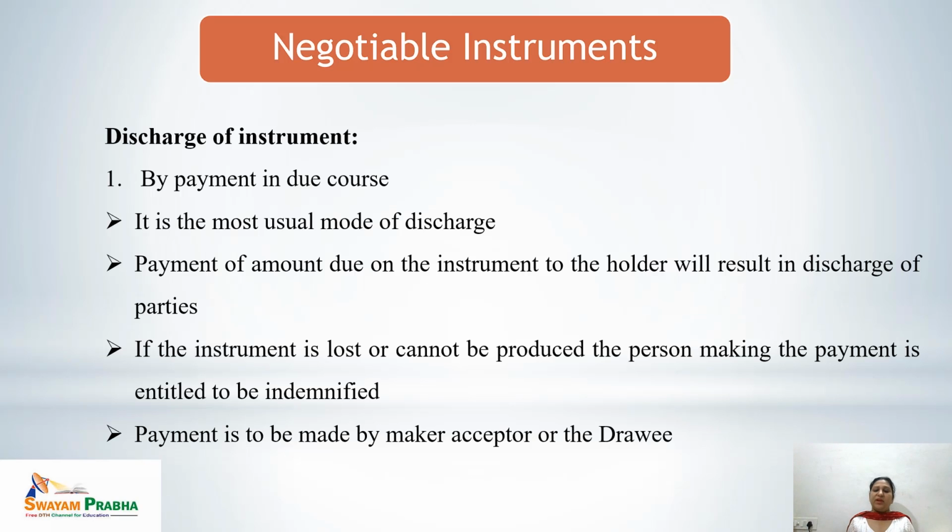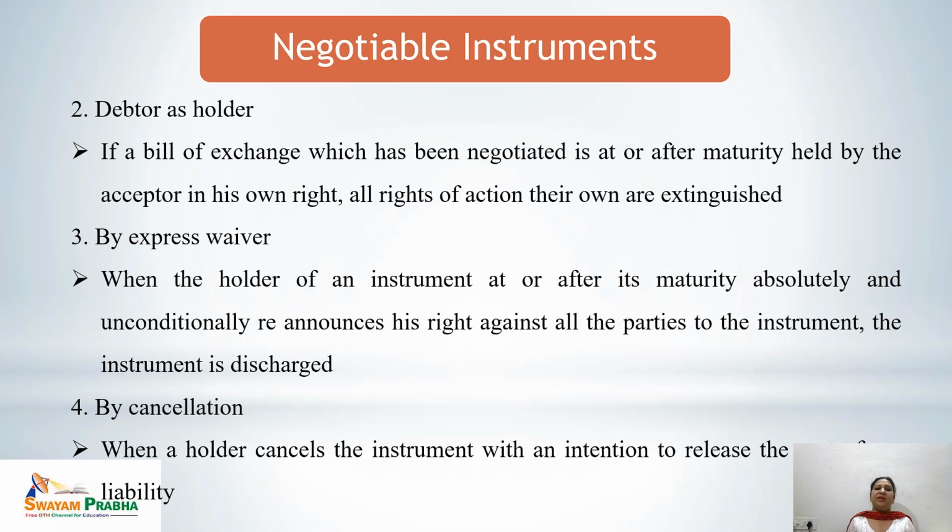If the instrument is lost and cannot be produced, the person making the payment is entitled to be indemnified. That means if someone has made the payment on behalf of another, in case of loss of the instrument, the person who has made the payment must be indemnified for that payment. Next, payment is to be made by the maker, acceptor or the drawer. Next, debtor as holder. If a bill of exchange which has been negotiated is held at or after maturity by the acceptor in his own right, all rights of action are extinguished.